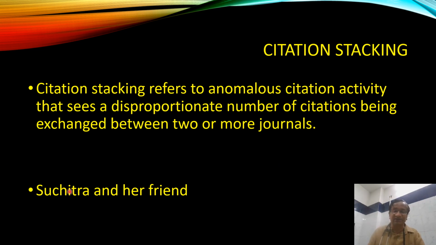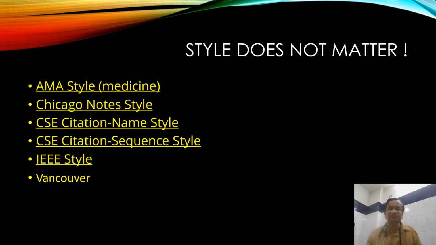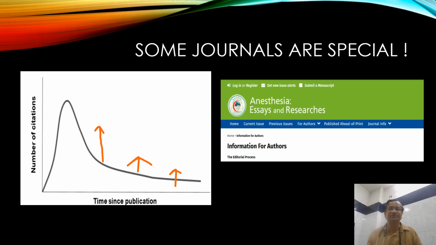Sometimes Suchitra is working in Shastra and her friend is working in Avinashalingam, and she writes an article and cites some 10 articles from Avinashalingam, her friend, and her friend writes one article and cites all from Suchitra. Then it becomes citation stacking. Style does not matter. It may be Vancouver or AMA style, the website or the internet picks it up.